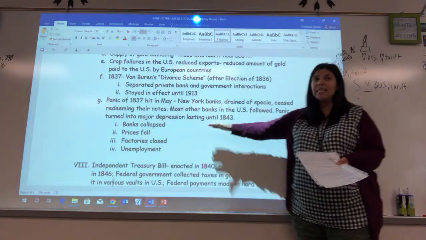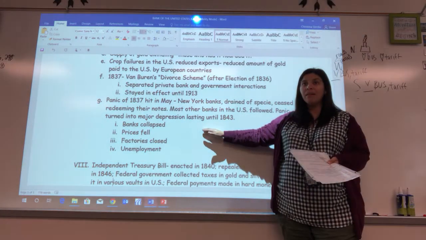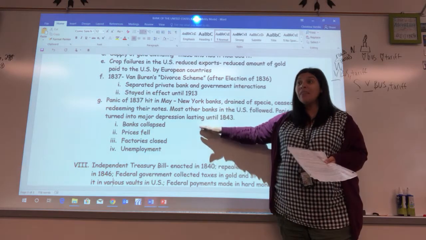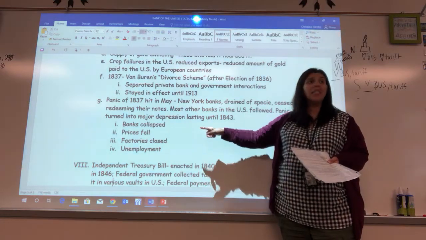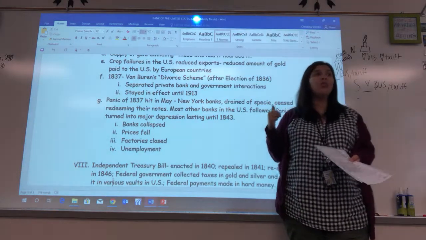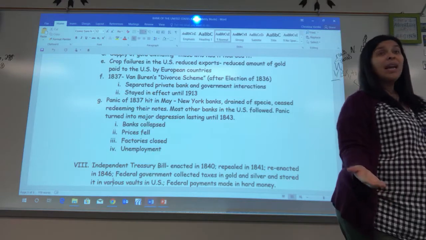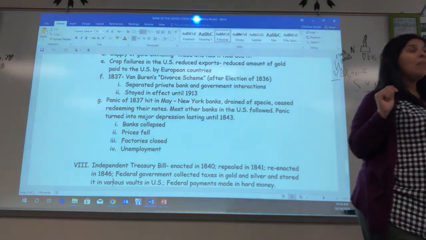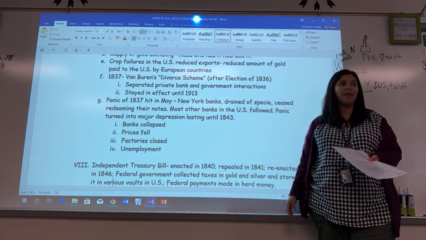Most other banks are following. So we're going to see banks collapse. So what happens to your money that you have in the bank if the bank falls apart? It's gone. We have nothing to protect you at this time. Prices are going to fall. Is this good for all of us? No, because what's going to happen to your wages? Wages are going to go what? Down. Big businesses, are they going to hire everybody? Factories are going to close, and then unemployment's going to happen.